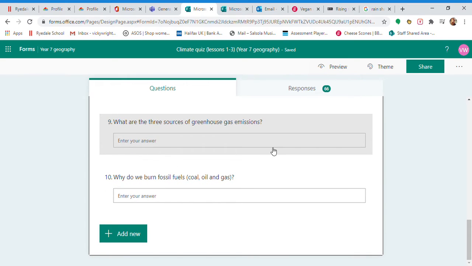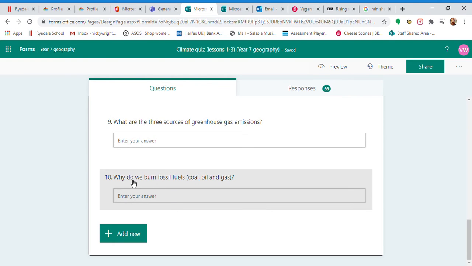Three sources of greenhouse gas emissions. We have agriculture, so that's farming, deforestation, that is cutting down trees, and the biggest one is the burning of fossil fuels. So coal, oil and gas, whether it's for a petrol engine or a diesel engine in a car or a power station that generates electricity.